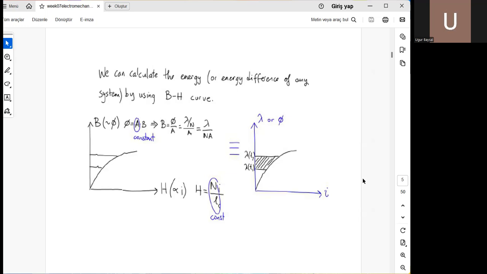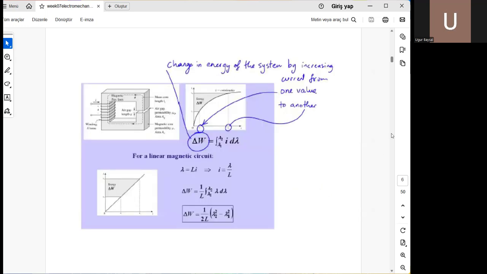So everything can be converted. Lambda, the flux linkage, can be converted to flux, or flux can be converted to magnetic flux density B. Similarly, i can be converted to MMF, or MMF can be converted to H. So the curve shape will not change, only the units and the amounts will change.